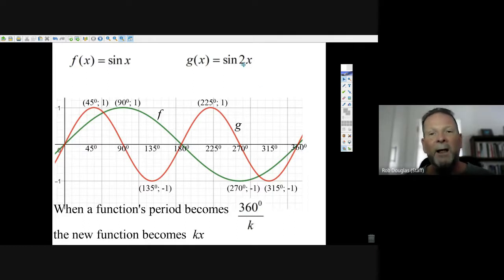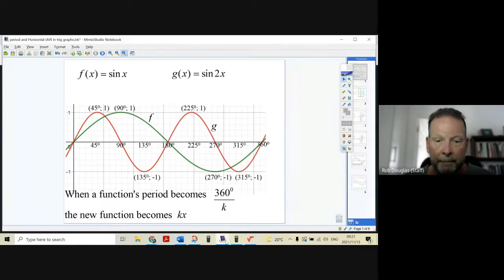And normally they might use a 2, they might use a 3. They rarely come up with numbers different than that. But if it was a 5x, the new period would become 360 degrees divided by 5. And then you'd have to graph it. It just wouldn't be very nice. So that's period changes. Okay.